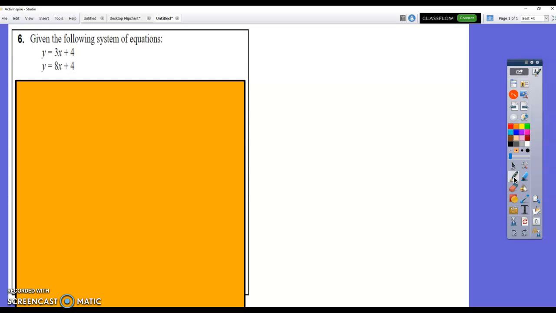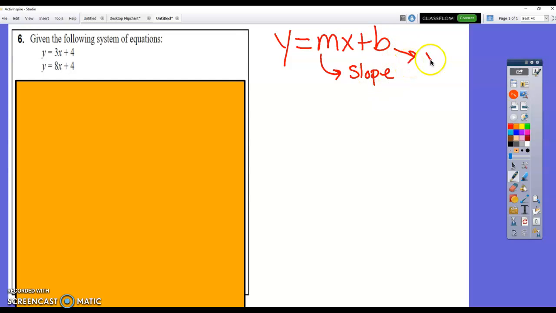We have two lines here. The equation of a line is mx plus b, right? Our slope is our m. And our starting point, our beginning point, our initial value, as we also know as our y-intercept, is our b value.